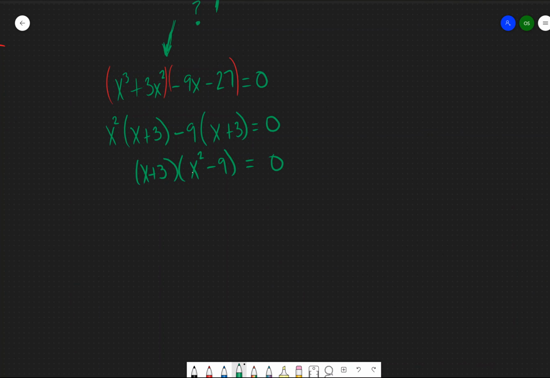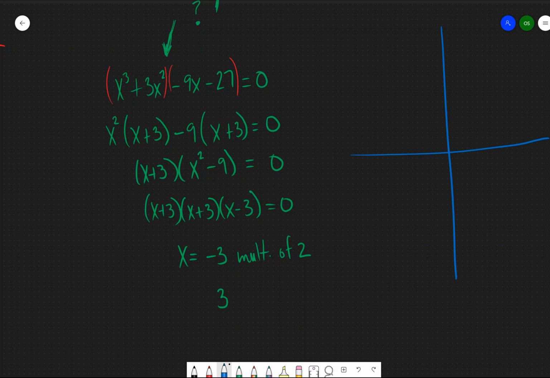And then we're going to factor this. This is the difference of squares. This is going to be x plus 3 times x minus 3. So if I'm writing out the roots, the zeros, it's negative 3 and positive 3. But the negative 3, notice, appears twice. So we're going to say this has a multiplicity of 2. The 3 is only showing up one time.